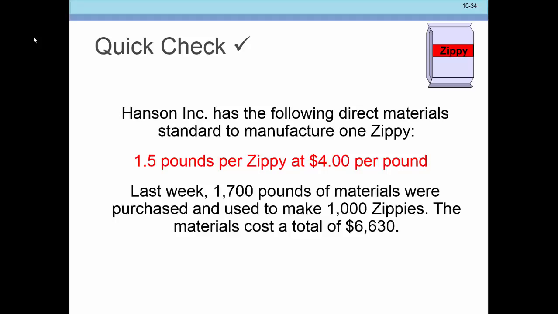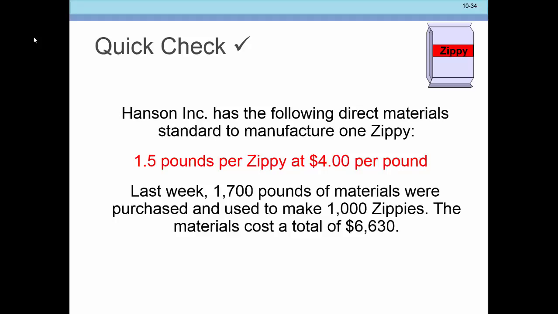So the actual quantity was 1,000 zippies. Okay, well, the Zippy is the product, so it's 1,700 pounds of materials, whatever the materials are. Right, so it's 1,700 pounds of material that they use. Good, so you got the actual quantity, now you're gonna take the standard price, which is $4 per pound. Excellent.